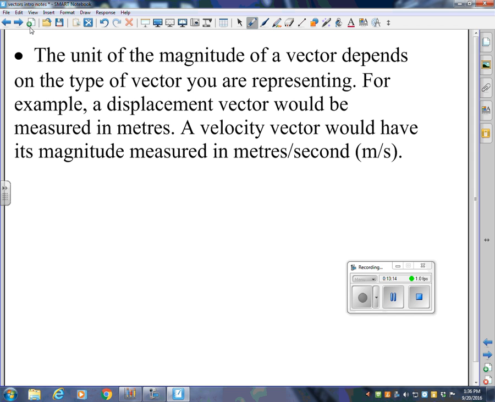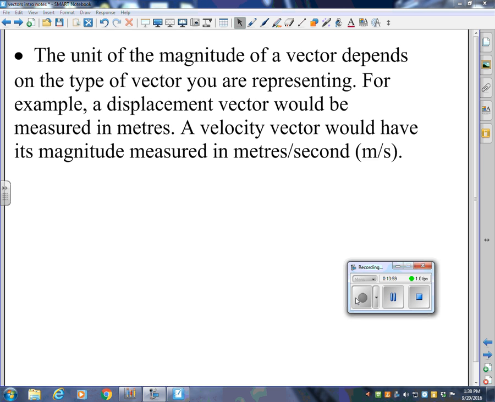Okay, now, lots of students ask about the units. What units do I use, Mr. Burnett? Vectors are not something that have their own unit. Vectors are a category of quantities. So the unit of the magnitude of a vector depends on the type of vector you're representing. For example, a displacement vector would be measured in meters, or kilometers, or feet, or inches, or centimeters, or millimeters, or decameters, or whatever. Some unit of distance. A velocity vector would be measured in meters per second, or kilometers per hour. Force vectors are measured in newtons, and so on. So there is no one unit for vectors. Vectors are a category.